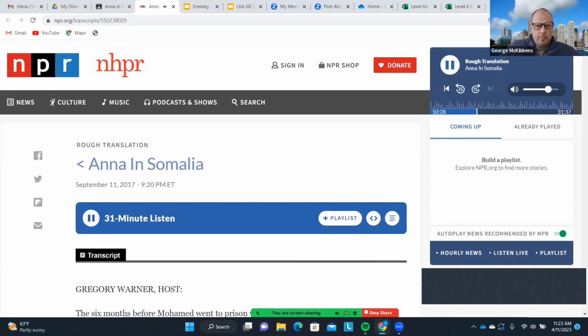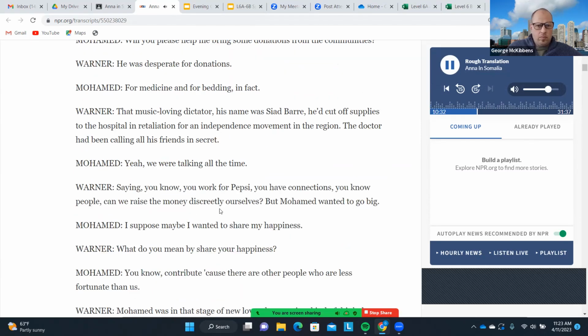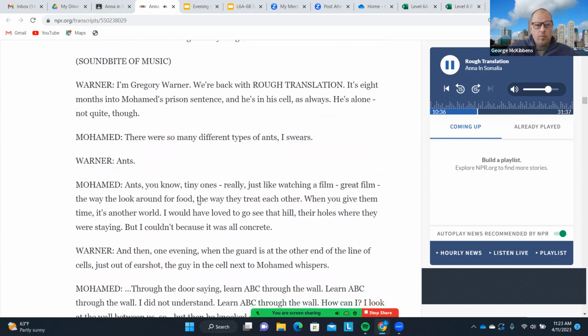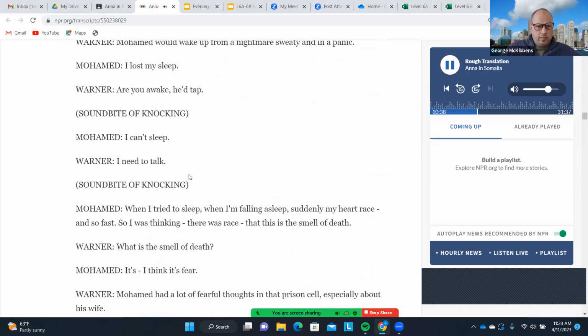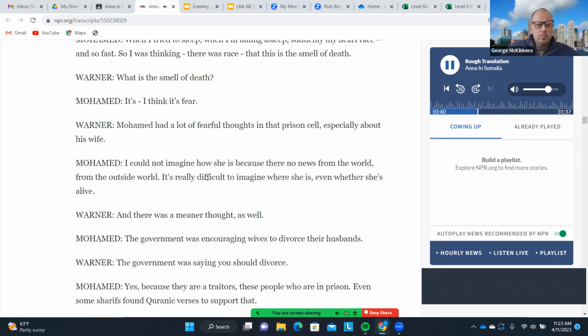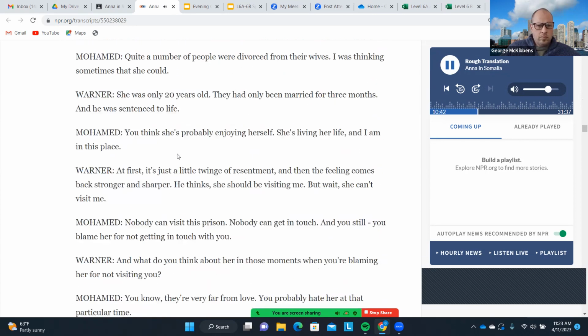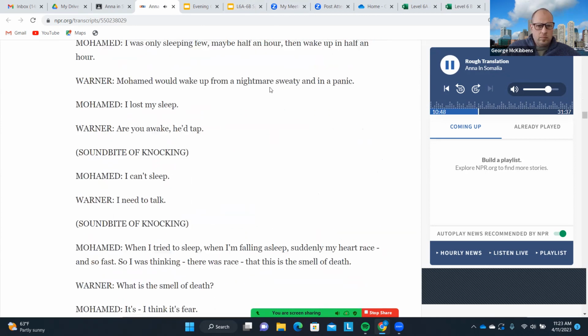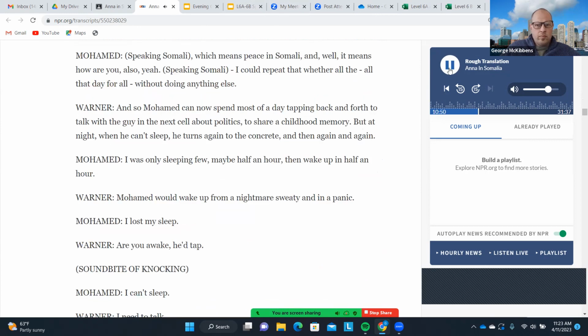Really hate her at that particular time. Every time that Muhammad tapped one of these dark thoughts onto the wall, someone was listening, and the someone on the other side of the wall was a doctor. Dr. Aden Abakor is also an inmate in this prison. And as the doctor's listening to these taps on the wall, he's also diagnosing them.